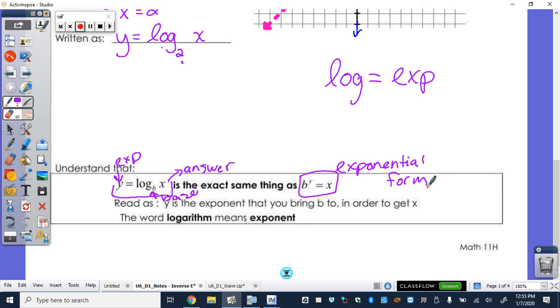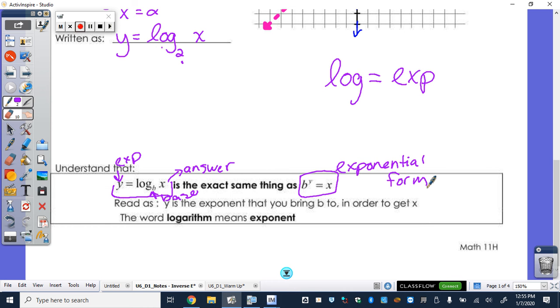It's just another way of writing it. Like before in our last unit, when we had a 4, we would rewrite it as 2 squared. It's the same thing. I'm just writing it in a different way. The other thing to keep in mind, log, all it means is exponent. Log is exponent. Log equals exponent.